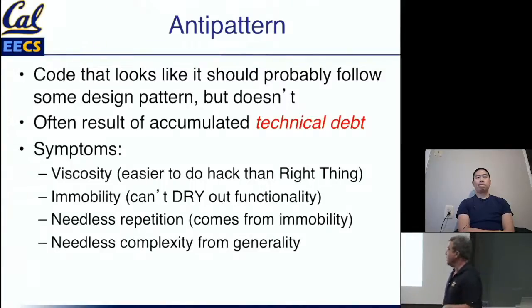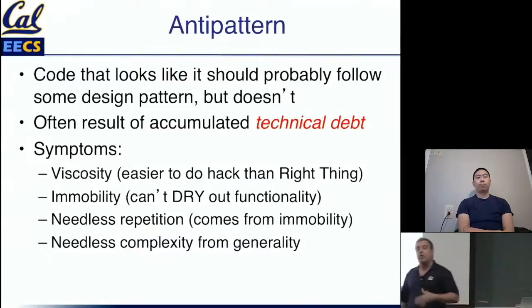And probably you experience some of these symptoms yourself that will tell you if your code is creeping toward an anti-pattern. Using the terminology of design patterns people, viscosity is when you know what the right thing to do is to extend your code in a certain way, but it's easier to do a hack than it is to do the right thing. Right? If your code was well factored, it ought to be easier to do the right thing.